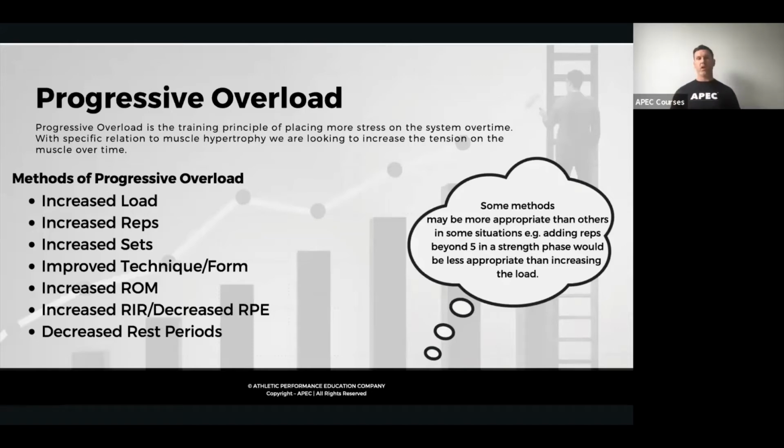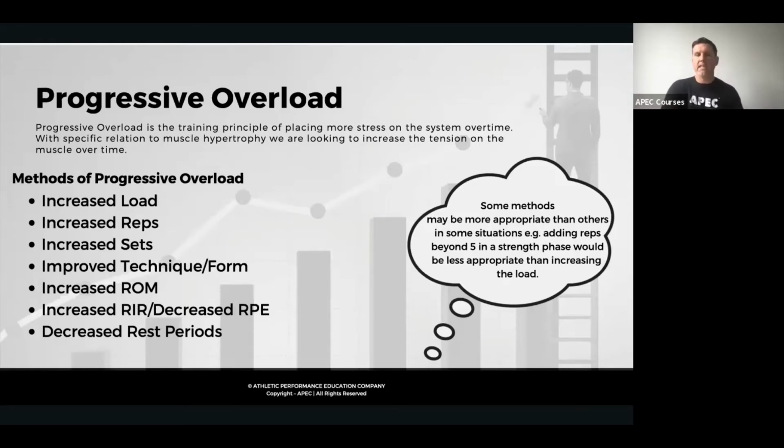You can also utilize a technique called reps in reserve. We're going to cover that in detail later on in the program, but that is not training to failure and leaving somewhere between 1 to 2 reps in reserve when you're lifting. We can decrease what's called rate of perceived exertion. So if we do a subjective measurement and ask people how hard the session is this week, it's a 7 this week, we can make sure the same session is a 7.5 or an 8 next week.